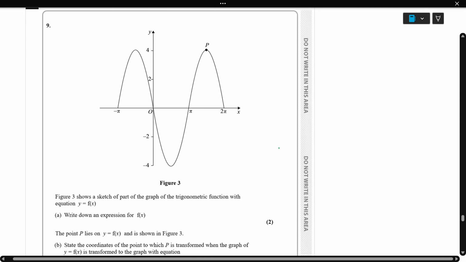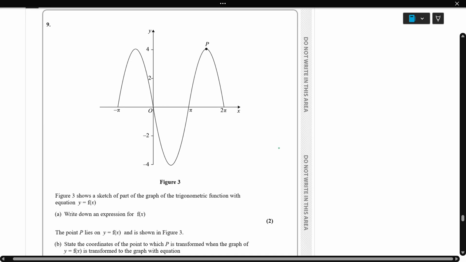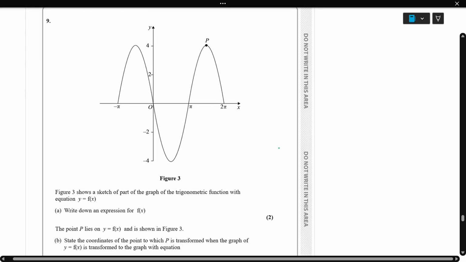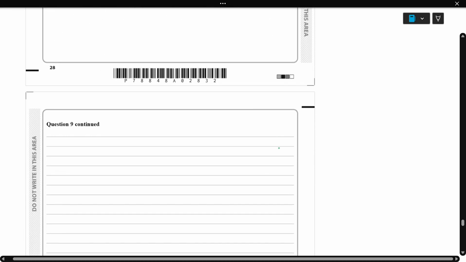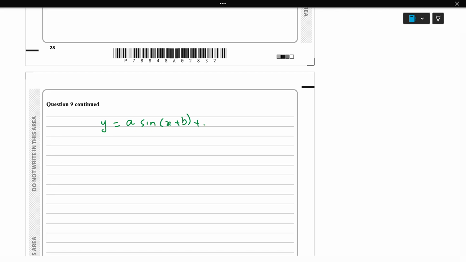The next question, question number 9, figure 3. Write down the expression of f of x. So we need to find the equation. So it's passing through the center, so I'm taking sin x. So y equal to the equation a sin of x plus b, plus c. So a we will calculate as maximum minus minimum by 2. C we will calculate as maximum plus minimum by 2. Depending on c, we will find the b.